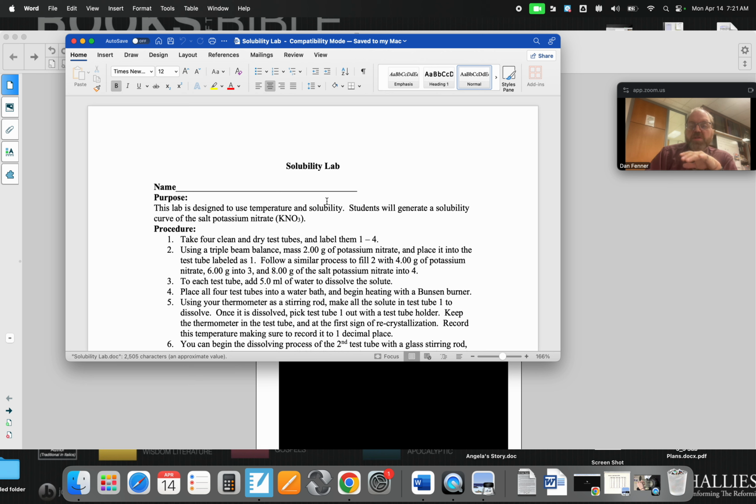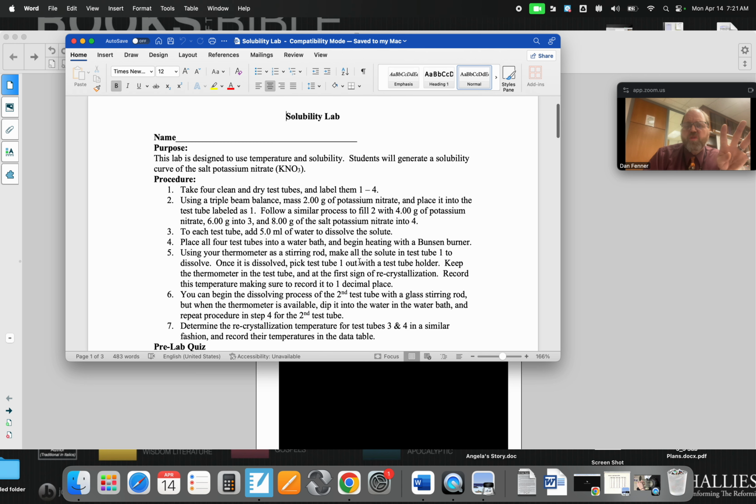So what we're going to do is take potassium nitrate. Potassium nitrate is my solute. It's also polar, so it will dissolve. In the lab it does 4 grams, but I find the first one doesn't work very well, so we're not going to do that. We're going to take 4 grams, 6 grams, and 8 grams, so we're going to do 3 of those, dissolve them into 5 milliliters of water, and get them dissolved completely.